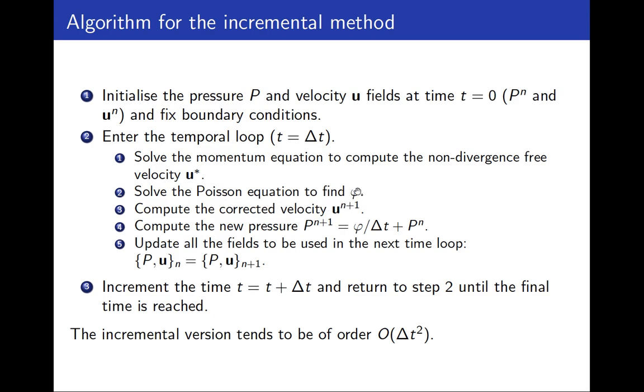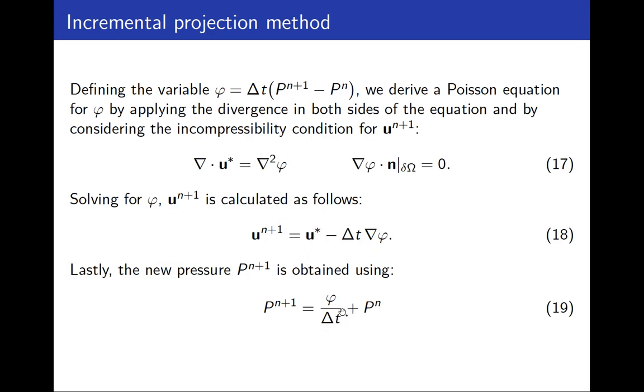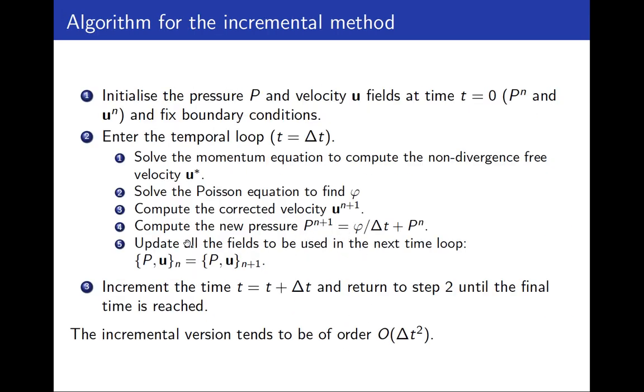Once you find phi, you can correct the velocity, and now you have to compute the new pressure using equation 19, and then you update all the fields to be used in the next time loop. Again, you exit the temporal loop, but now you increment the time and return to step 2 until the final time is reached.